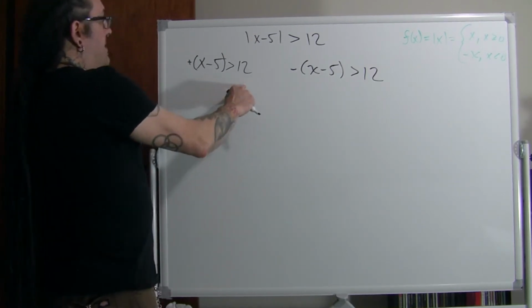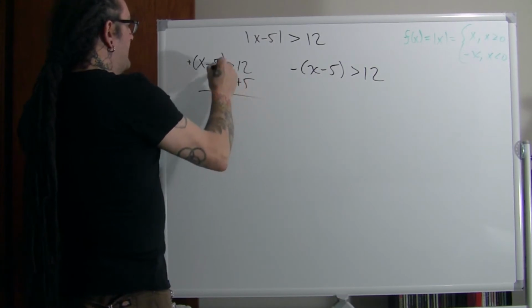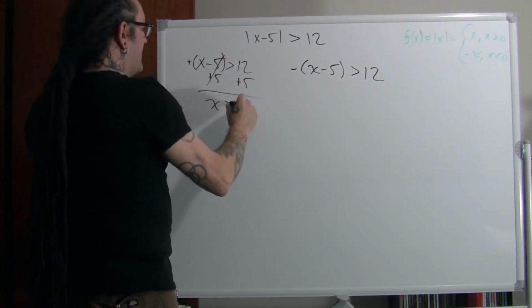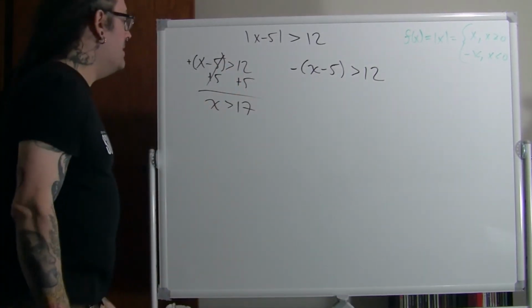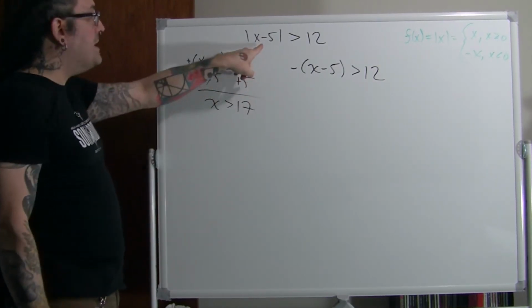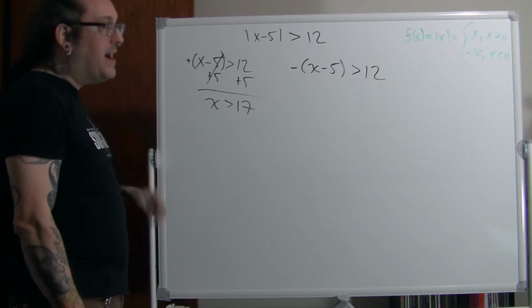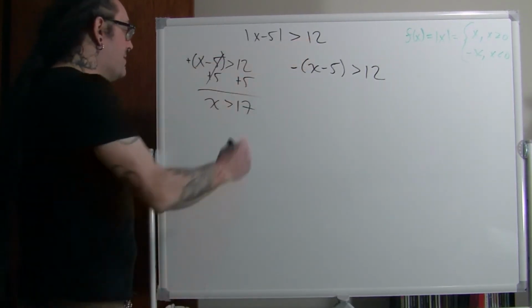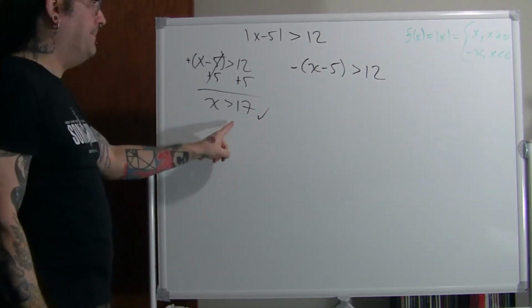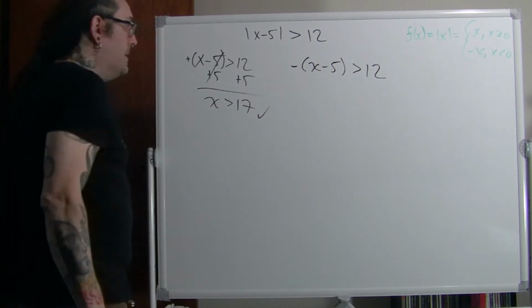So this is fine. If we add 5 to both sides, we get x is greater than 17. And if I put 100 in here, 100 minus 5 is 95. The absolute value of 95 is 95, and that certainly is greater than 12. Hooray, we like that.